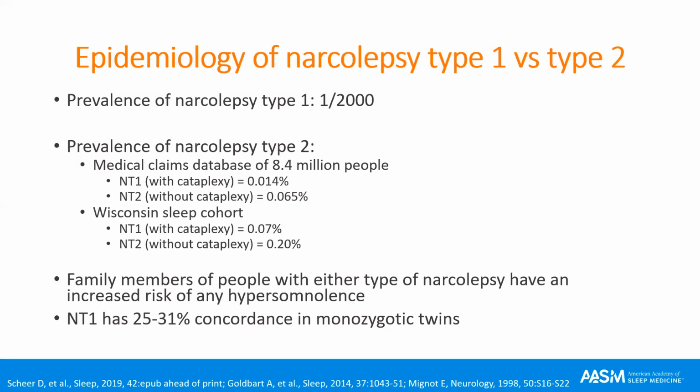What is interesting about the inheritance pattern that you'll see in patients with narcolepsy type 1 is that their family members have an increased risk of having narcolepsy type 1, but actually their family members also have an increased risk of having any hypersomnia disorder. So it's not just the type 1 narcolepsy that is heritable. It looks like there's some sort of tendency towards sleepiness not meeting the full phenotype for narcolepsy type 1 that is also heritable in these patients.